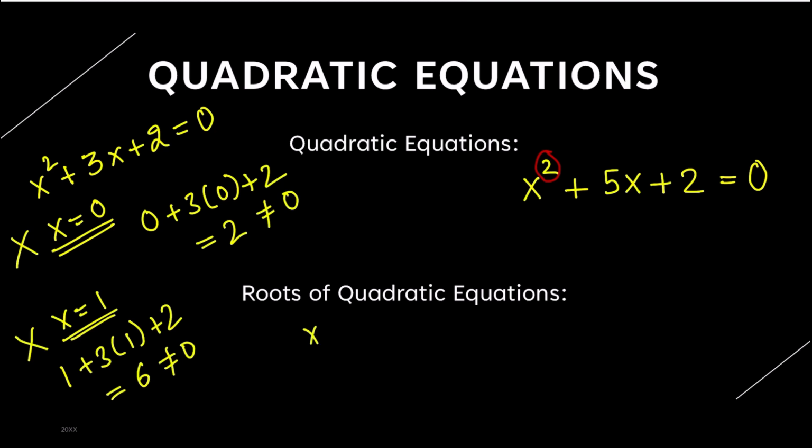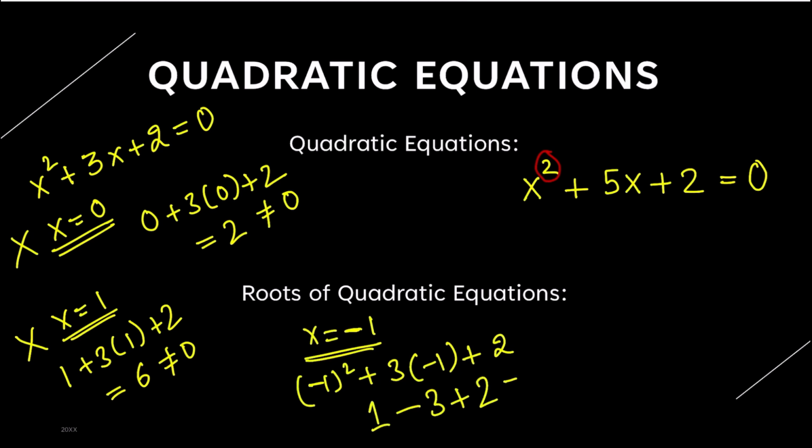Now, I try with x is equal to, suppose, say, minus 1. So, minus 1 square plus 3 of minus 1 plus 2. It is coming out to be 1 minus 3 plus 2, which is 0. So, that is why x is equal to minus 1 is the solution of this equation, because it is giving 0 is equal to 0. So, we will say x is equal to minus 1 is the root or the solution of this equation.